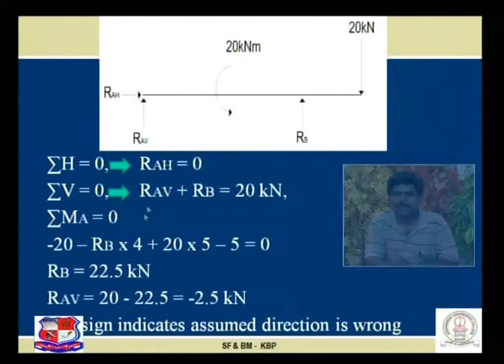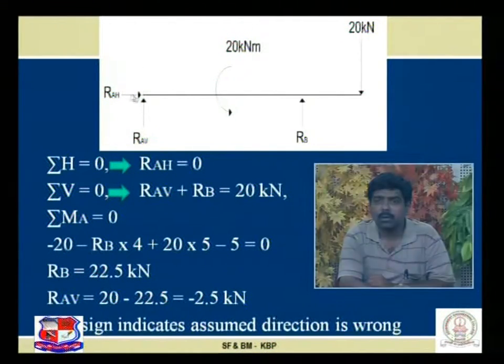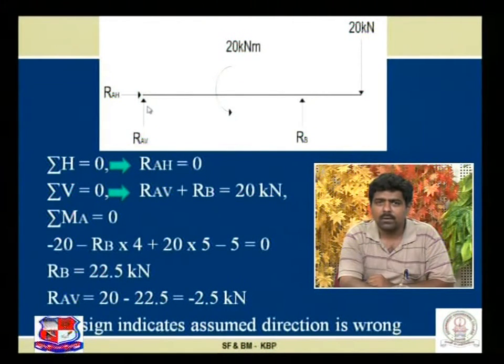Now, let us take sigma MA is equal to 0. The sum of all the moments of forces at point A is equated with 0. So we have to take the moment of all the forces at point A. RAH itself is 0, so its moment is 0. RAV has some value, but we are taking moments at that particular point, so this load multiplied by the perpendicular distance 0, RAV into 0, is 0.